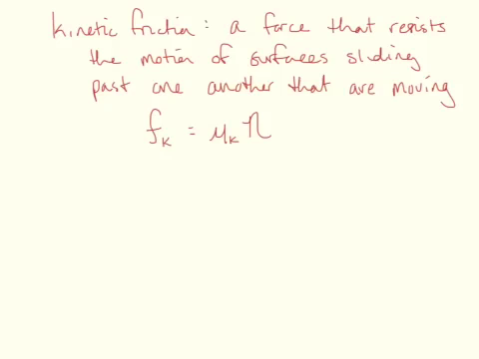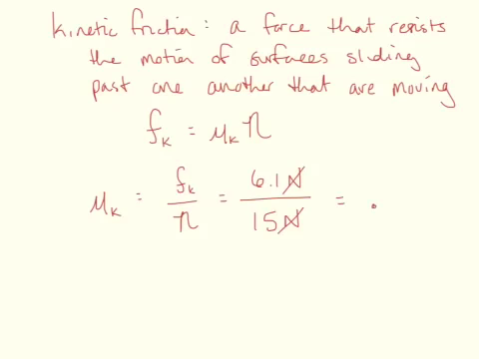So if we look at solving for mu k, we're going to quickly see that it's Fk divided by the normal force. And so this time we're going to have 6.1 newtons divided by 15 newtons. Once again, the newtons cancel out, and our answer will not have any units. And this time we get a value of 0.41.